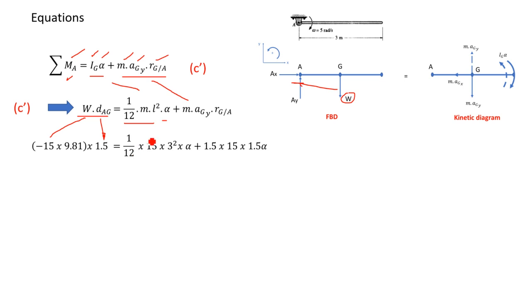And on the other side, we're going to have the mass, which is 15, multiplied by L squared, which is 3 squared, multiplied by the alpha. Here we have 1.5, sorry, that's the 1.5 alpha. That's the moment. The 1.5 is this one, and the 15 is going to be that value, the mass.